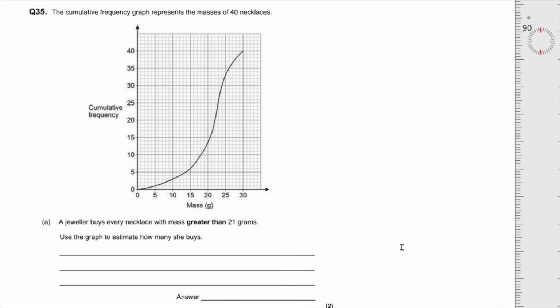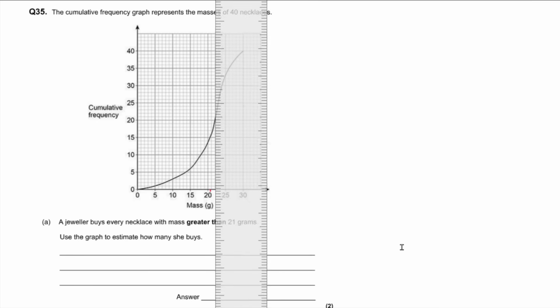Question 35. The cumulative frequency graph represents the masses of 40 necklaces. A jeweler buys every necklace with a mass greater than 21 grams. Use the graph to estimate how many she buys. Okay. So we're going to look up 21 on our graph. Where is 21 on the mass scale? We've got 5 units between 20 and 25. So it's just going to be 1 square over from 20, isn't it?